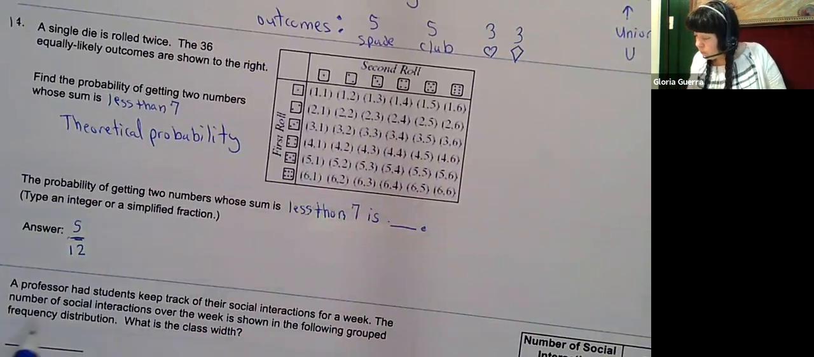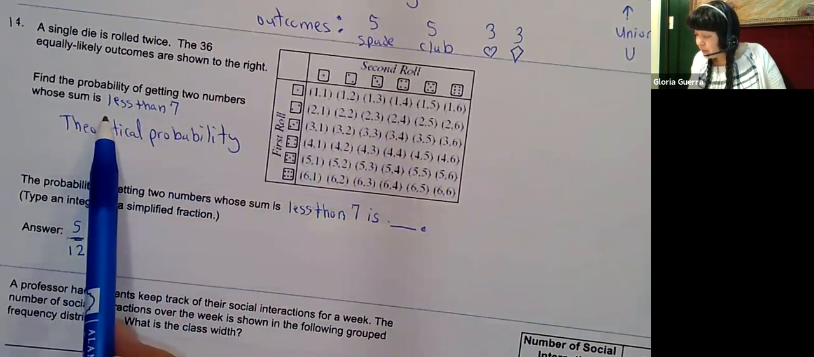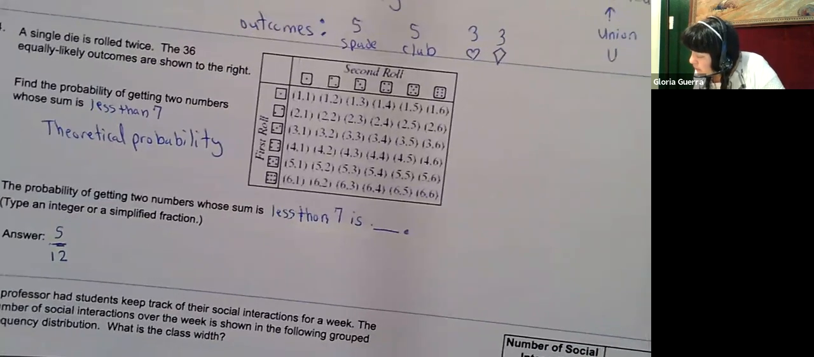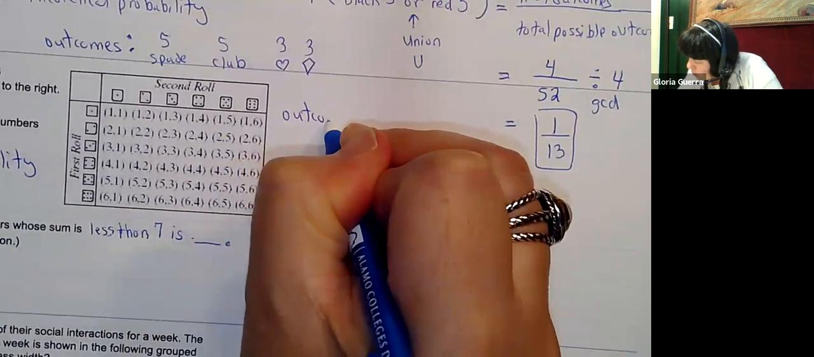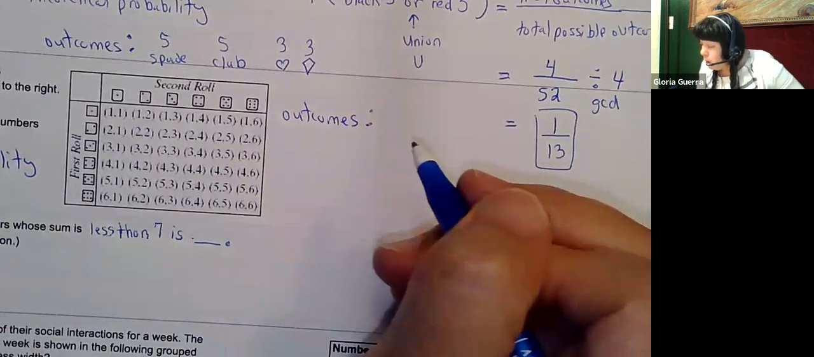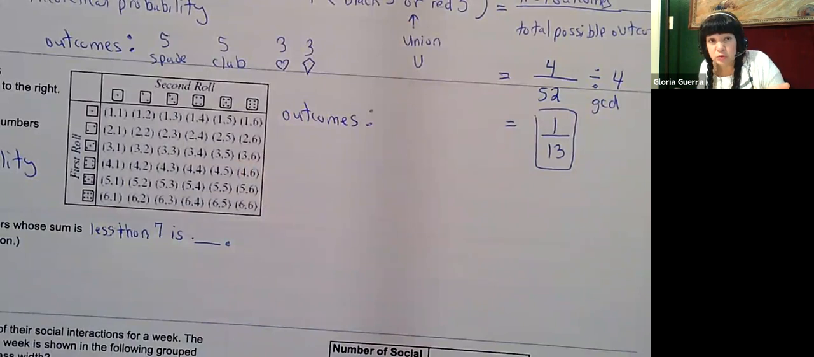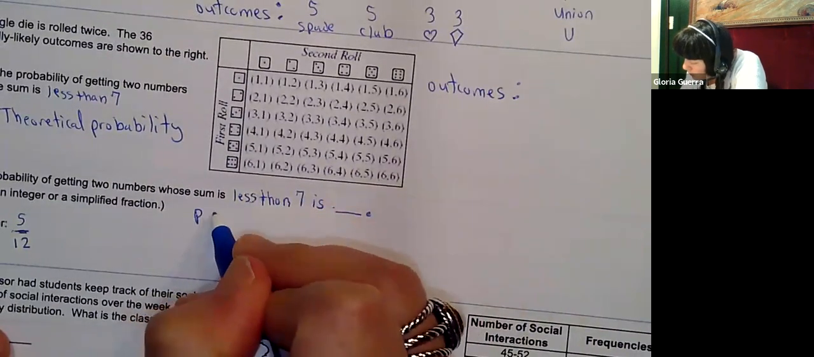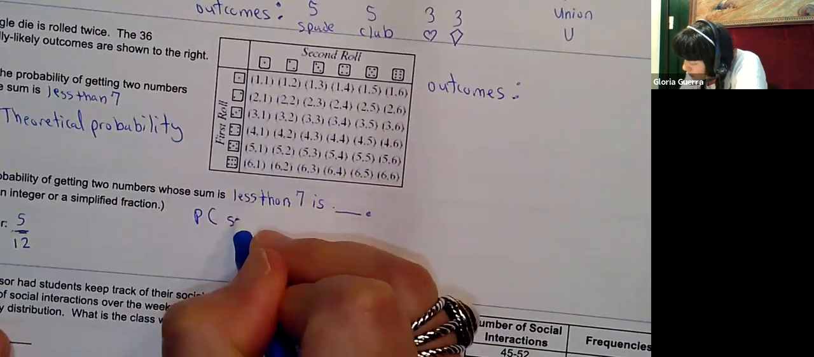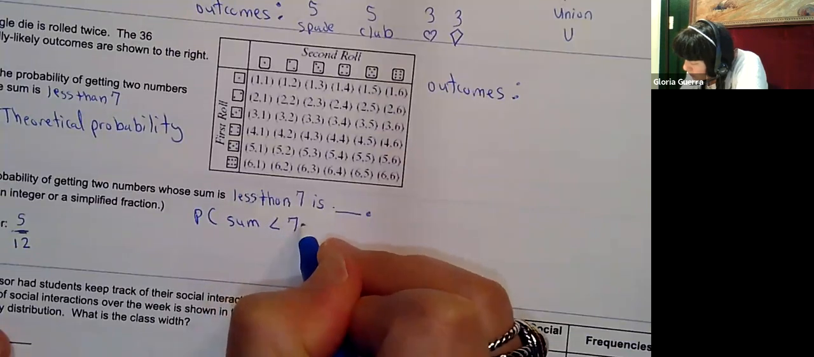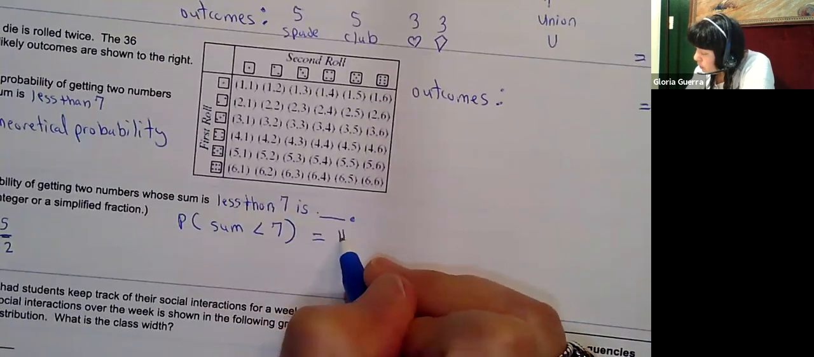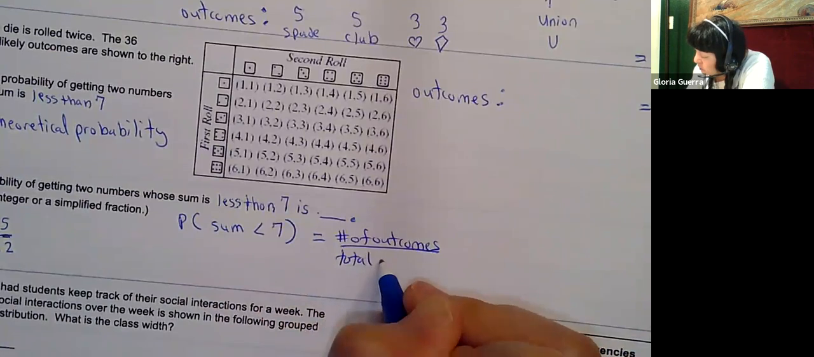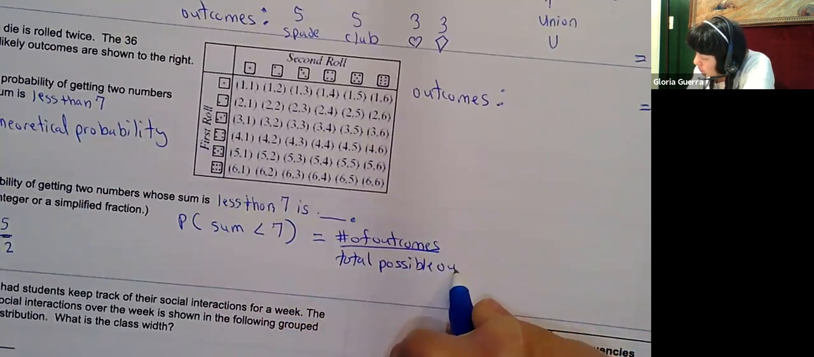That's your denominator. Find the probability of getting two numbers whose sum is less than 7. Sum is less than 7. Okay, all right. So let's look at our outcomes. Just like I said earlier, it didn't say less than or equal to, it just said less than. And when we set this up, we want the probability that our sum is less than 7, and it's going to be the number of outcomes over total possible outcomes.